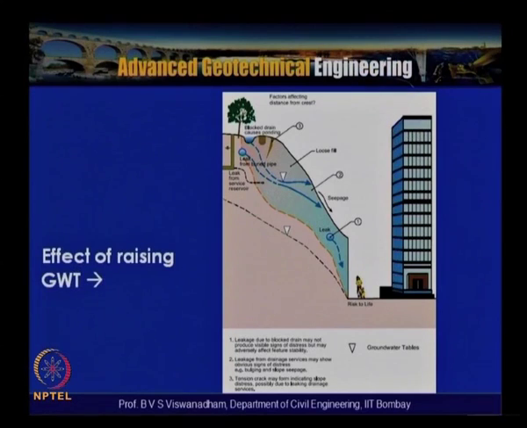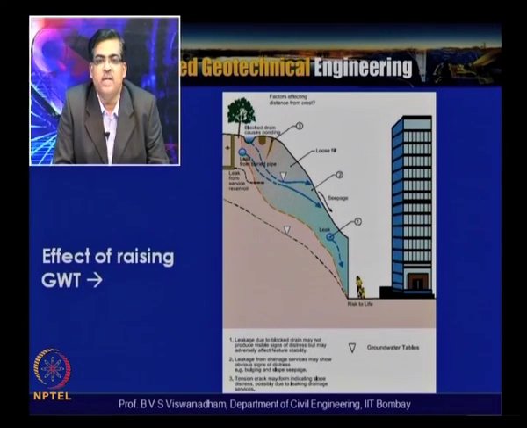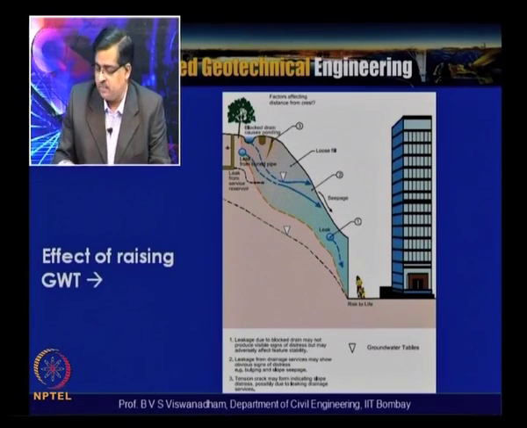This is a typical schematic view of a building which is lying close to a particular slope. If there is ingress of water, either due to some utility pipes, or due to some tension cracks, or due to a rise of the groundwater table within the slope, it can cause failures and can lead to instabilities.